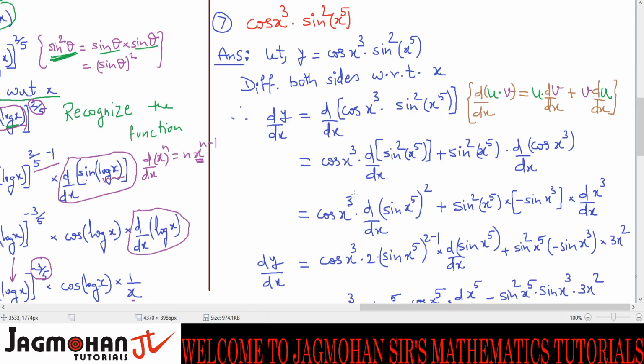Okay, let's see question number 7. Question number 7 is cos of x cube multiplied to sine square of x raised to 5.